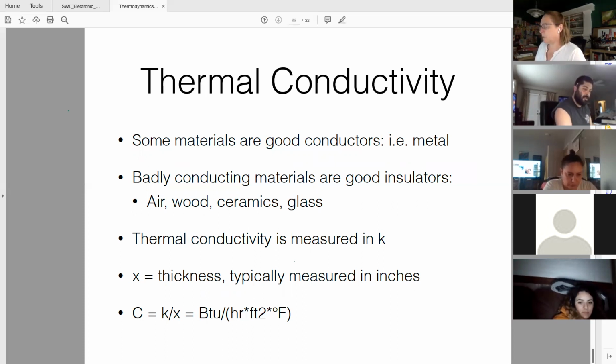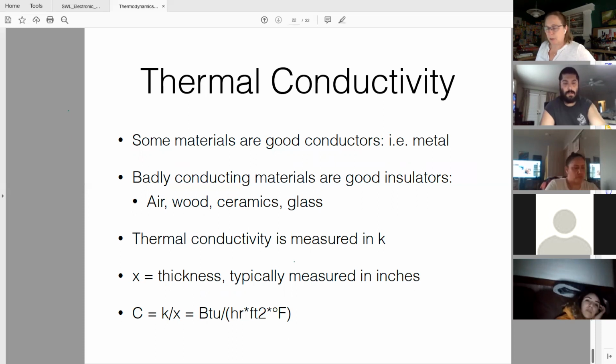We briefly touched on this the other day, the thermal conductivity value of a material and how certain materials are better conductors. Metal is a very good conductor. Glass is not. Air is the worst. This is why we use air for our insulation. Air is resistive to heat transfer, okay?